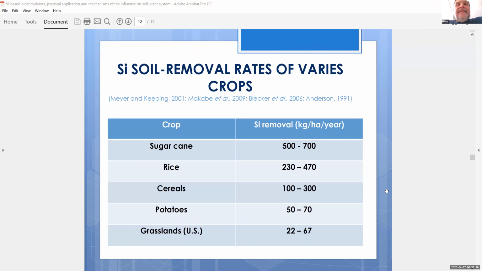Every year, different plants remove a lot of silica. Here we talk about kilos per hectare of Si, but if we talk about SiO2, we must multiply by two. For example, cereals remove 100 to 300 kilos per hectare. If we do not apply an active form of silica, the soil will have a deficiency in this element, and if soil has a deficiency in some elements, we have a soil degradation process. Next, please.